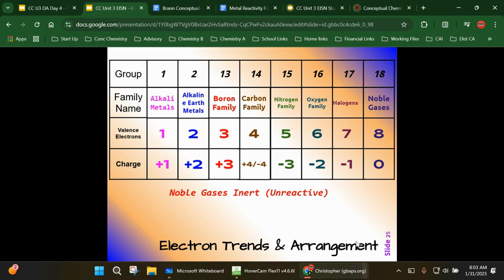Group 14, plus and minus 4: -4 at the top, +4 at the bottom. Group 15, -3, 16, -2, 17, -1. In group 18, as Karina told us, no charge. Noble gases are unreactive, meaning they do not combine with anything. By the way, these were the last elements to ever be discovered. Any idea why? Nope. They're natural. But they were the last elements to be discovered.